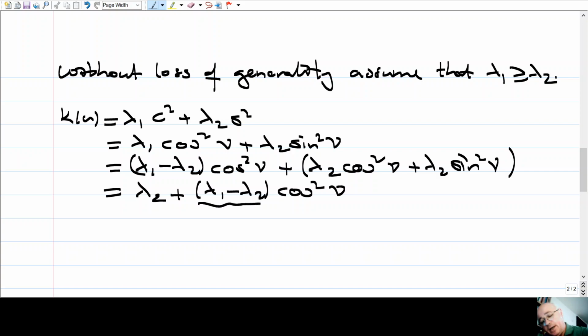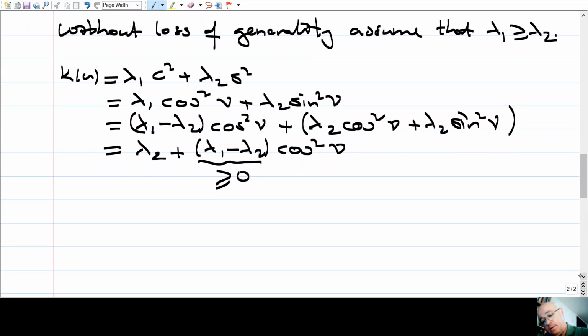Well, this is a non-negative real number. Therefore, the maximal value of this expression will be obtained when this quantity is maximal. And this is maximal if cosine is 1.